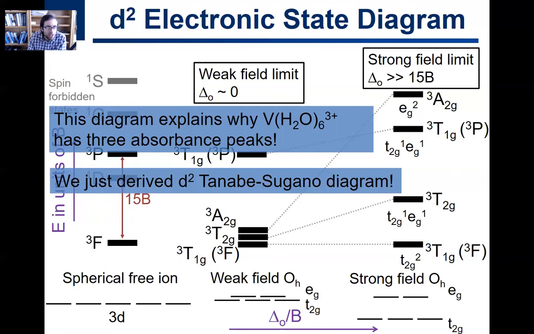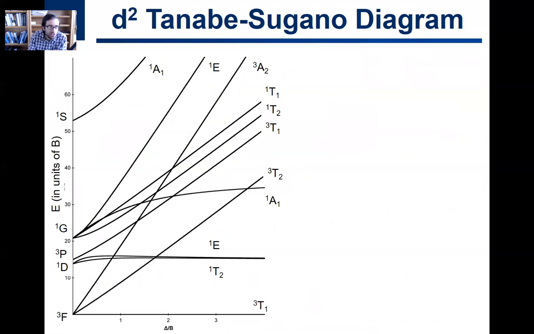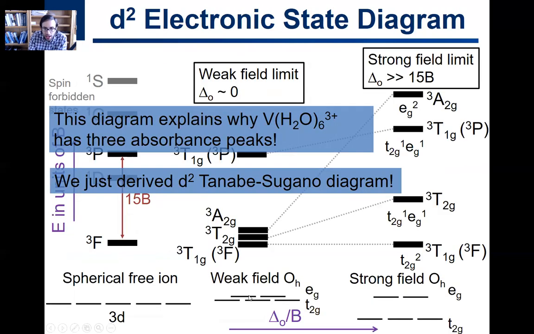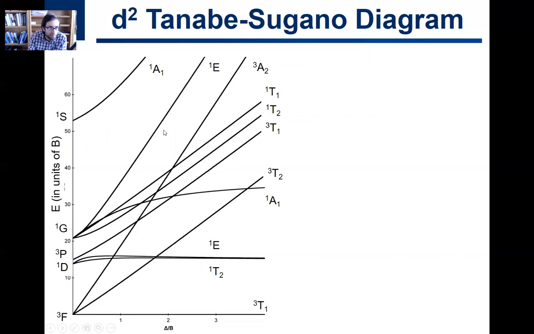What we just did is we derived the D2 Tanabe-Sugano diagram. If you look in the handout on Web Campus, this is what the D2 Tanabe-Sugano diagram looks like. There's a few differences, okay? One is it contains all the energy states. So Tanabe and Sugano diagrams also calculate the singlet states. We don't really care about those, because we know the ground state is triplet T1G, and so here we only focus on the triplet states. But it also has these singlet states.